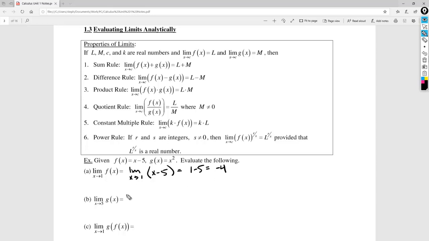Same thing here. So I have the limit as x approaches 5 of g of x, which is x squared. I plug in 5. 5 squared is 25. So I got a good number, totally fine. Now they want me to evaluate the limit as x approaches 1 of g of f of x.